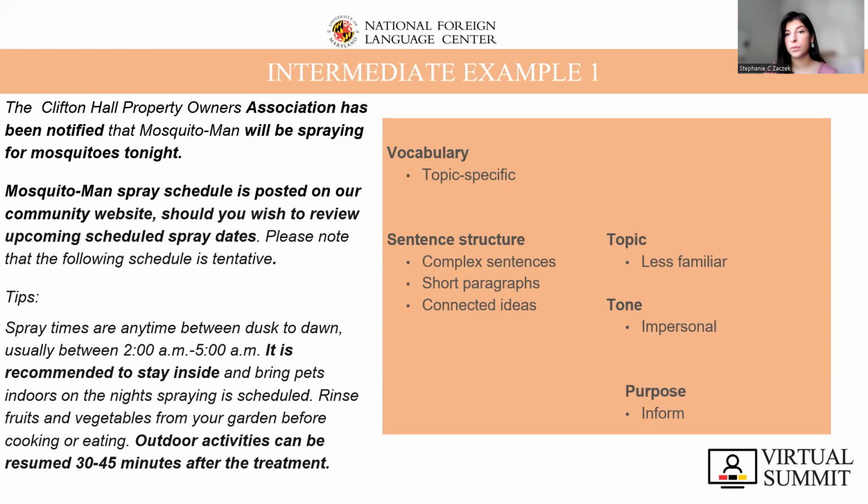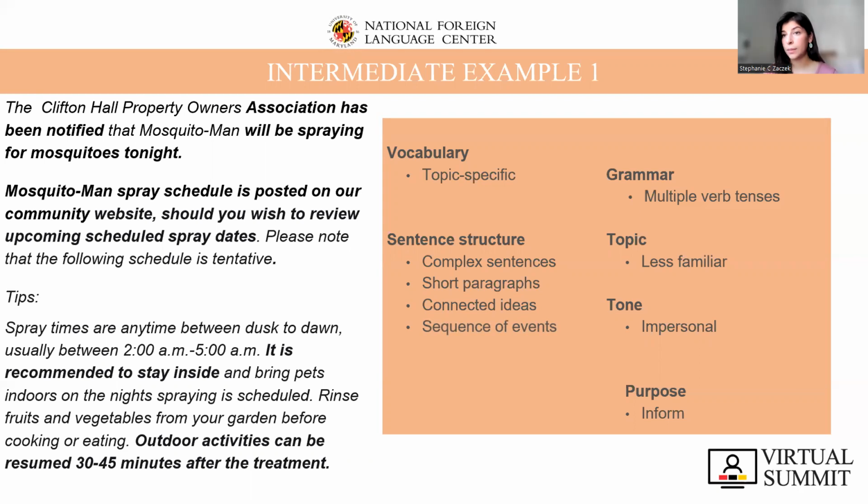So there are both simple and complex sentences, which are organized into short paragraphs. These paragraphs feature connected ideas, as well as multiple verb tenses. The passage also includes some specific details about mosquito spray, directions about how to prepare for it, and basic sequences of events.